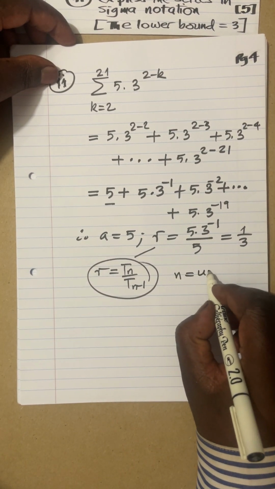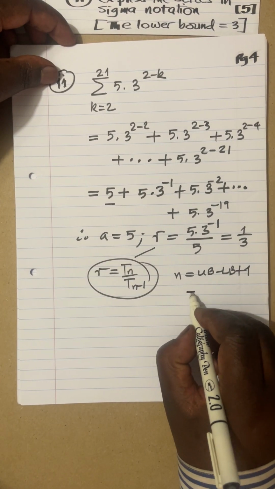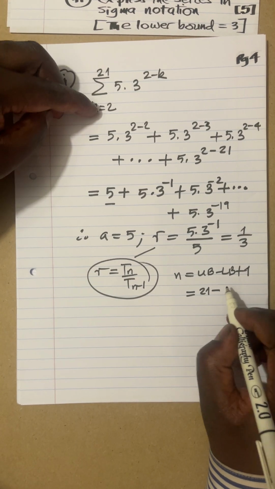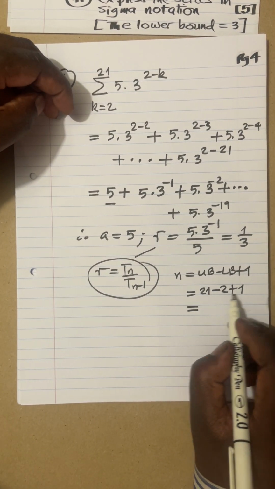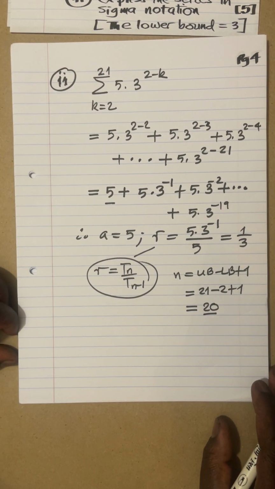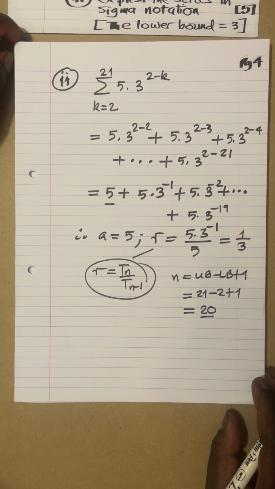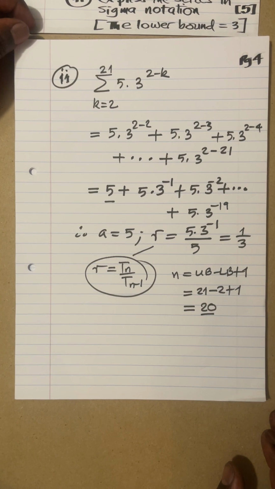The formula says upper bound minus lower bound plus 1. What is the upper bound? Well, upper bound is 21, minus lower bound. What's lower bound? Well, it's 2, plus 1. On the calculator, this is going to be 22 minus 2. The answer is 20 again. Purely by coincidence, the number of terms in the first one is the same as the number of terms in the second one here. I think we found 20 as well, yes.